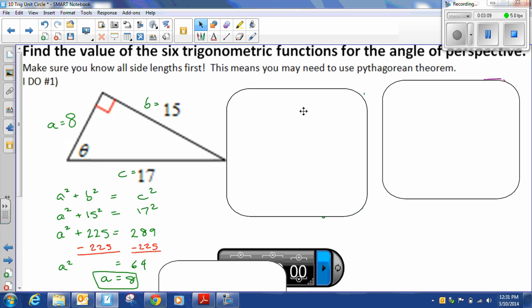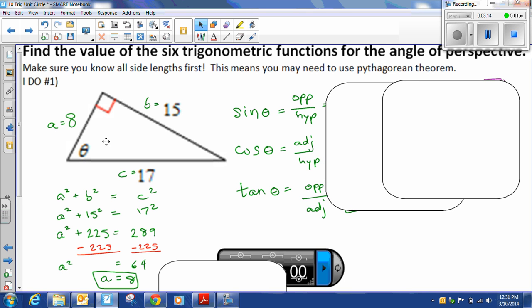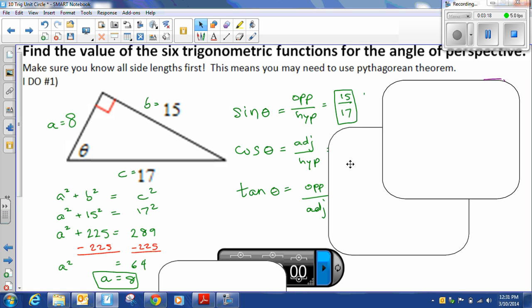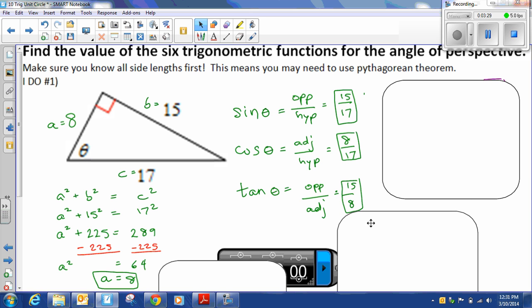Okay, then we go through, we say, all right, sine is opposite over hypotenuse. Opposite is 15. Hypotenuse is 17. Cosine is adjacent over hypotenuse, 8 over 17. And tangent is opposite over adjacent, 15 over 8.